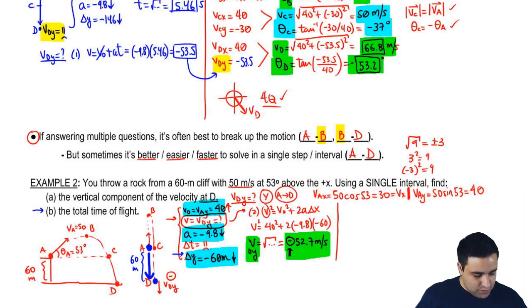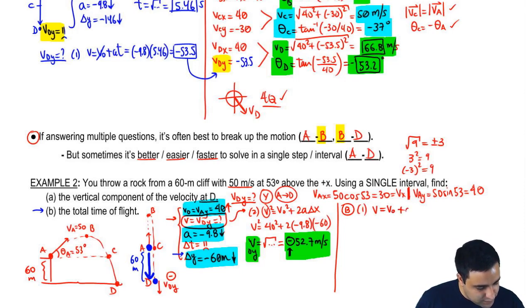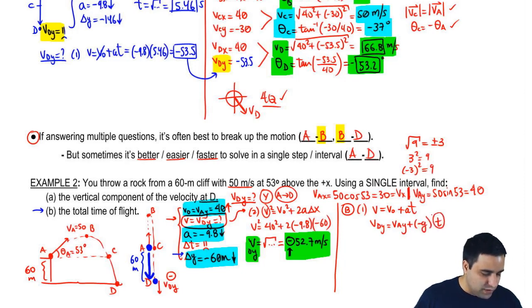All right, now let's do part B. Let's try to squeeze part B over here. What is the total time of flight? So again, in one shot, so it's the same interval from A to B, and here I can just use the first equation, v final equals v initial plus at. V final, again, in the y-axis, we're going up and down, so it's Vdy, v initial is Vay, and the acceleration is negative gravity, and time is what I'm looking for.